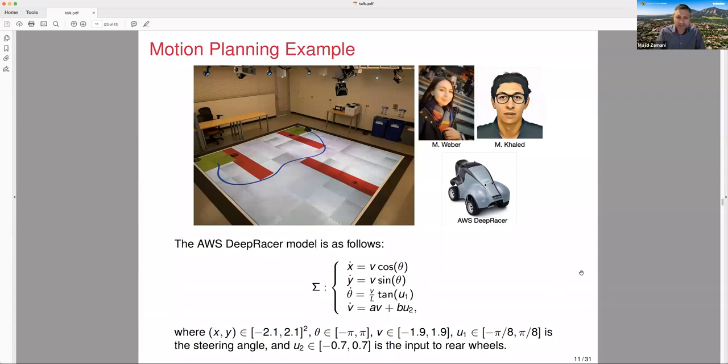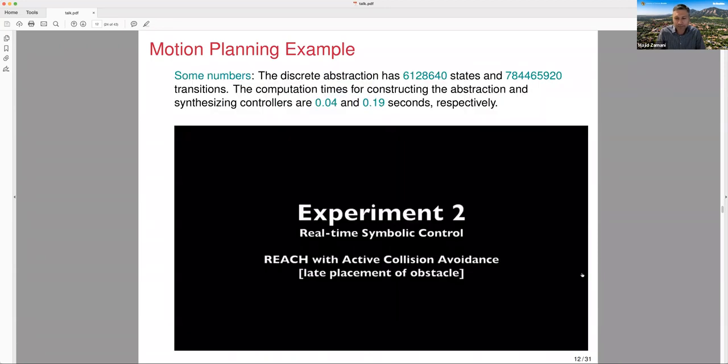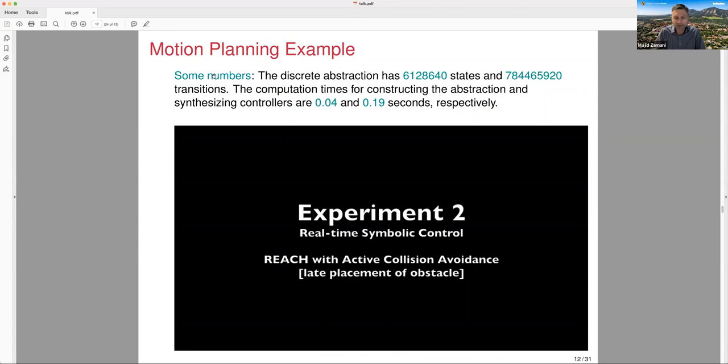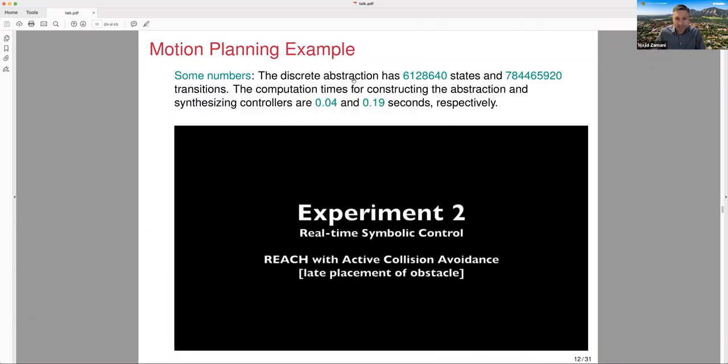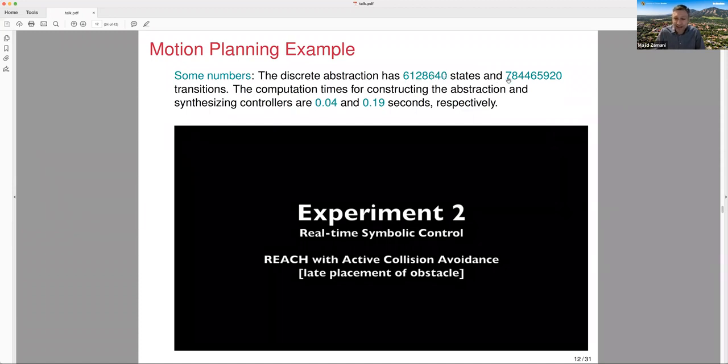And then we said, okay, let's use P-Faces, design controllers for DeepRacer and deploy them autonomously. Before I show you some video, let me give you some numbers to get an idea of what's happening. For this DeepRacer in this arena, the discrete abstraction has over 6 million discrete states, and it has around 800 million transitions.